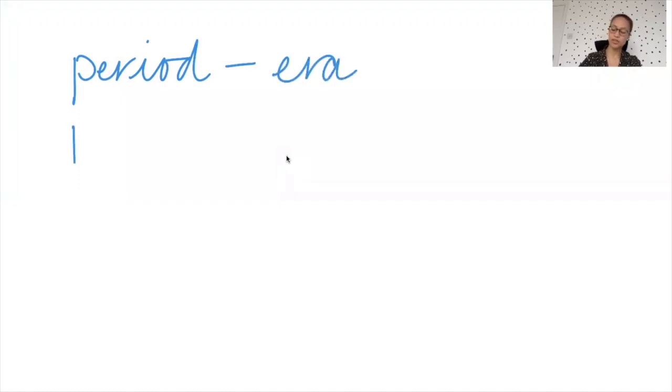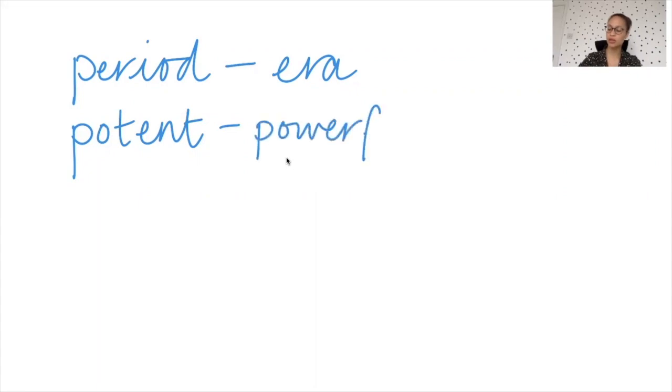Okay, let's talk about it. So period. A period is also known as what? An era, good. So a period in time, an era. Potent, now be careful with this that you don't mix it up with potential. Potent goes with powerful, good. Potent and powerful. Ability.